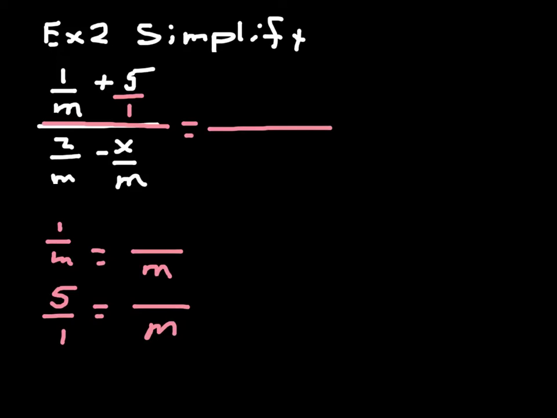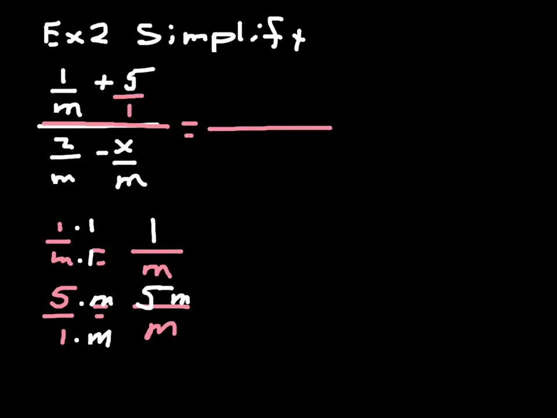So now I ask myself, m times what is m? Well, 1, so I got to multiply the top by 1. And in the bottom, 1 times what gives me m? Well, I'd have to multiply 1 times m to get m. So I got to multiply the top by m, and that gives me 5m.